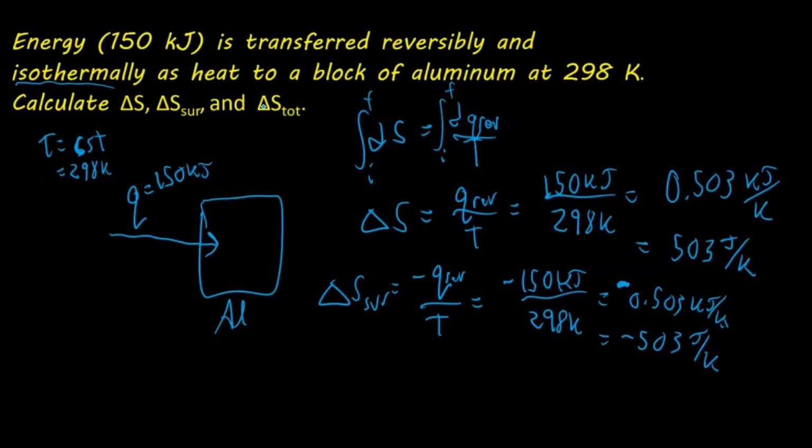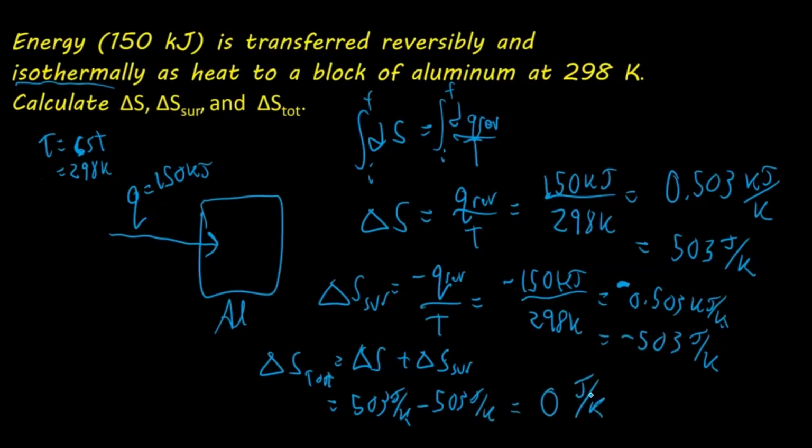Okay, and then the change in entropy total of the universe is equal to the change in entropy of the system plus the change in entropy of the surroundings. And that's going to equal 0. So it's 503 joules per Kelvin minus 503 joules per Kelvin. So for a reversible process, an idealized hypothetical process here, it's 0. Now, in reality, this would be greater than 0 because the change in entropy of the system would be greater than 503 joules per Kelvin.